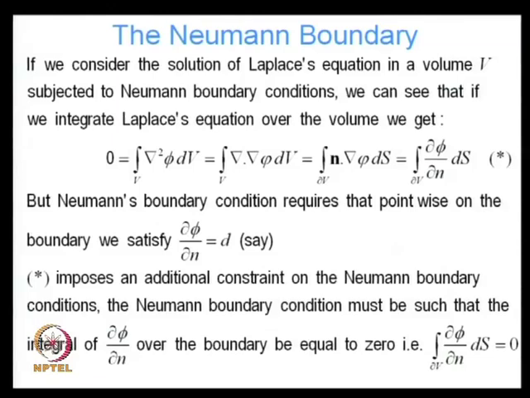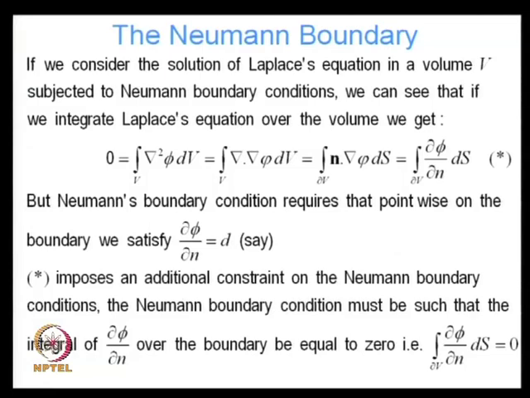But suppose I am solving Laplace's equation subject to Neumann boundary conditions. And what do my Neumann boundary conditions tell me? They tell me that I know what del phi del n is at the boundary.